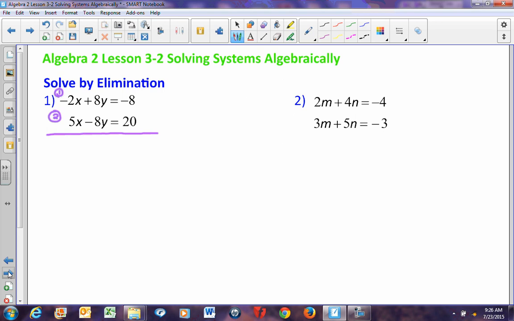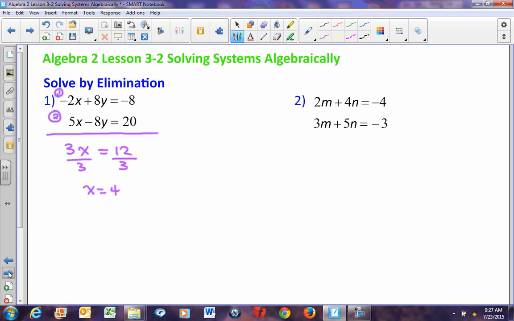And if I was to add equation 1 to equation 2, my 8y's will cancel each other out. They'll get eliminated because one's positive and one's negative. So I'm simply going to add these two equations together. Negative 2x plus 5x is 3x. These two, 8y and negative 8y, cancel out, and negative 8 plus 20 is 12. So I now have 3x equals 12. So I divide by 3, and x will equal 4.